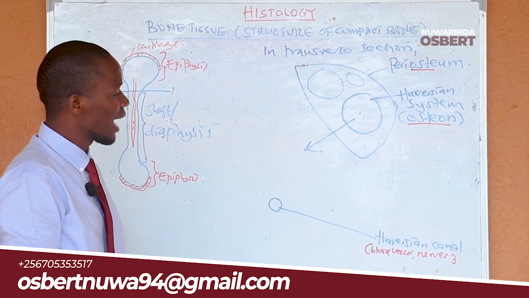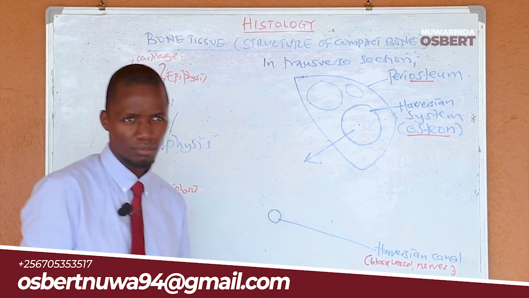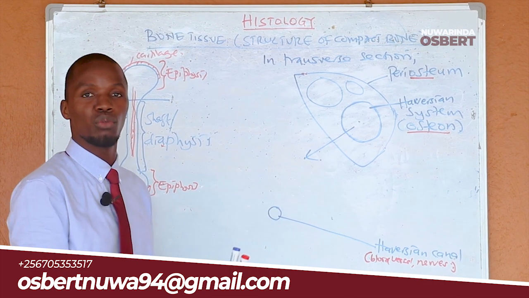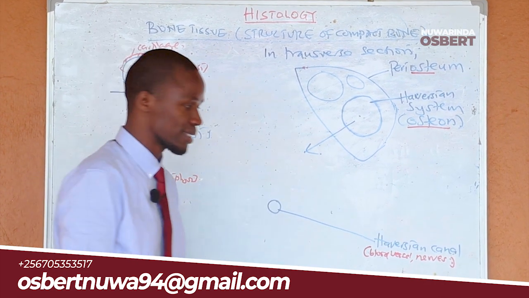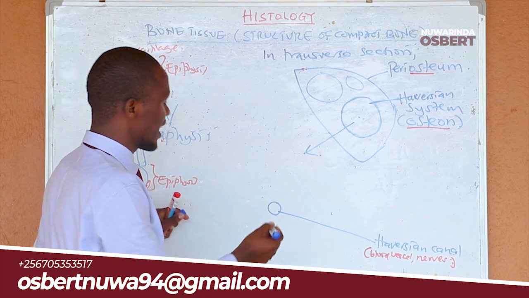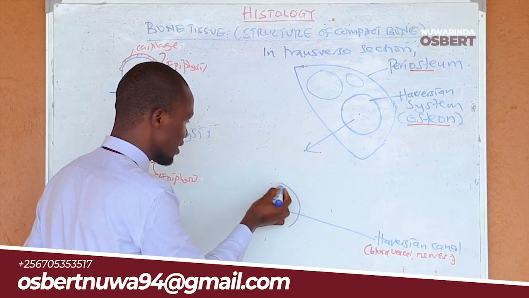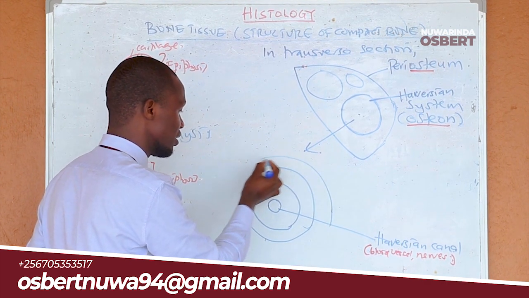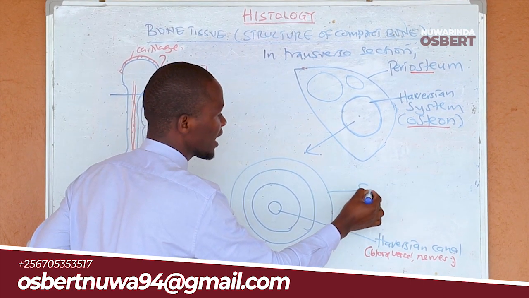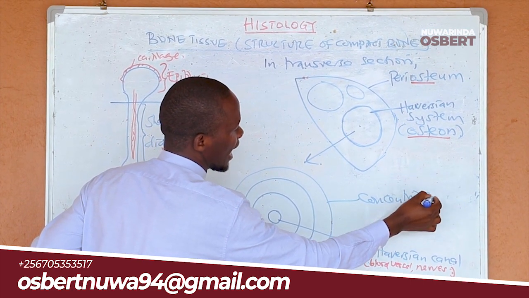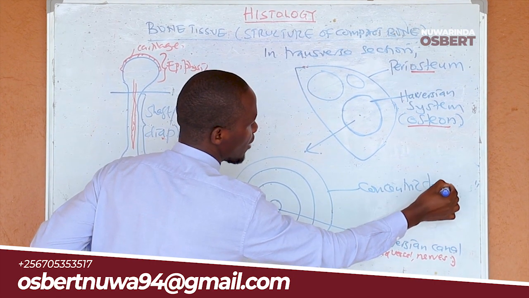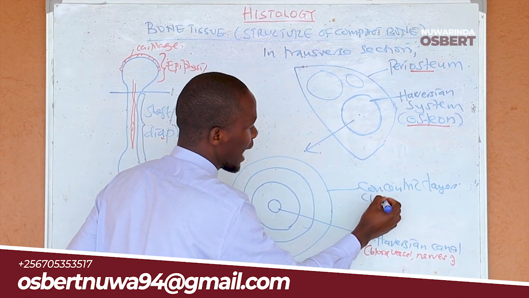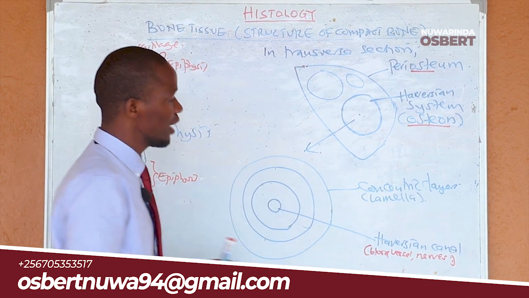Then from there, around this Haversian canal, we have got another special layers which surround this canal. And what are those special layers? These special layers, we actually call them concentric layers. They come surrounding the Haversian canal in this format here. So these concentric layers have a special name, and that special name is lamellae. When it is one, we call it lamella. When there are many, you just add an E.